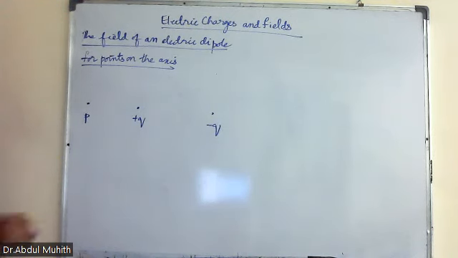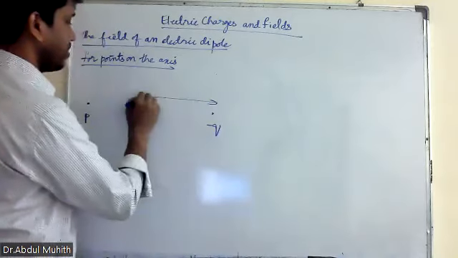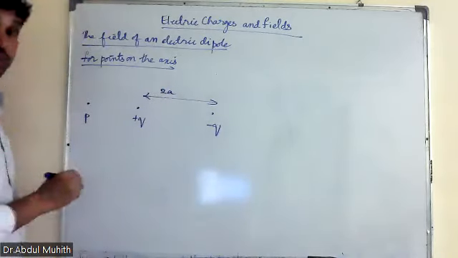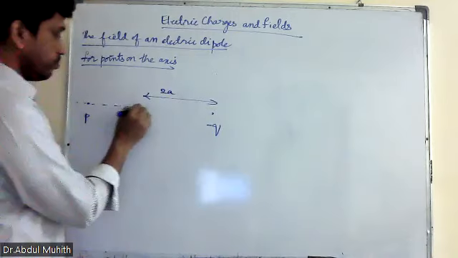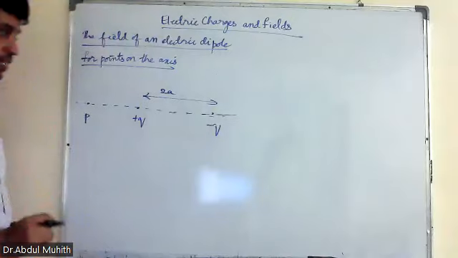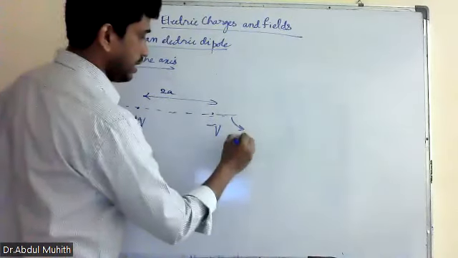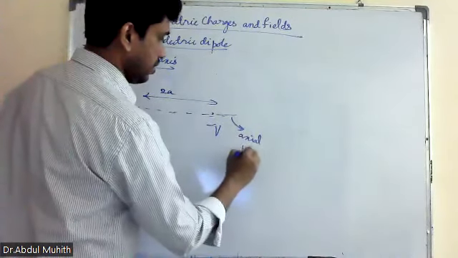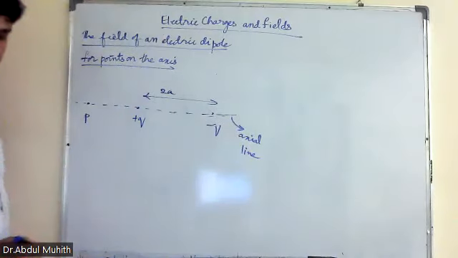So now the distance between both the charges is 2a. I want to find out the field on the axial line. Axial line means the line which passes through both the charges. The line which passes through both the charges is said to be the axial line. This line is said to be the axial line. Now at point P.